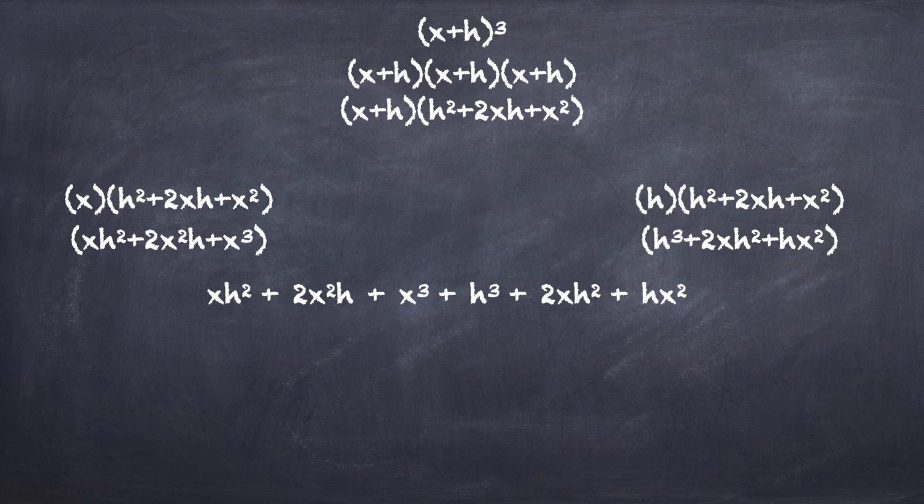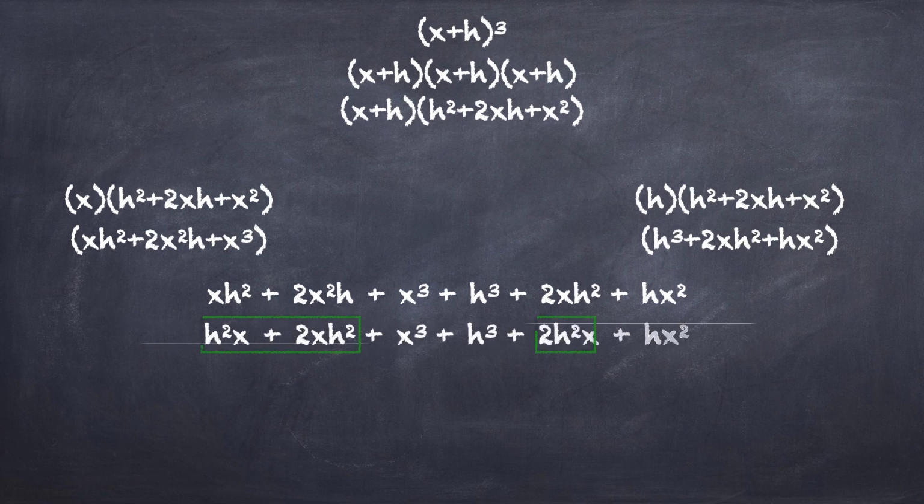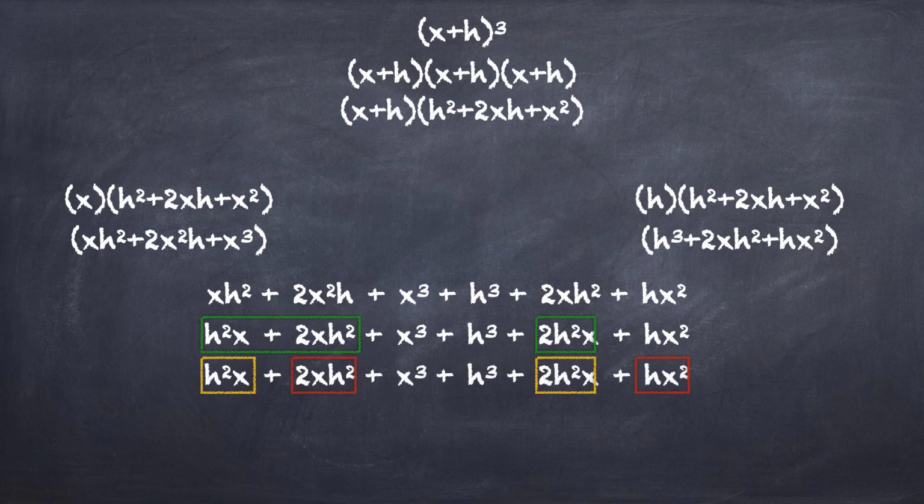Let's simplify this a little bit. I'm going to change some of the values around, and I'll box the ones that I've changed. Now, let me point out the like terms. Those are the ones that I've boxed in the same color. The ones I've boxed in the same color are the same terms, so h squared x and 2h squared x.